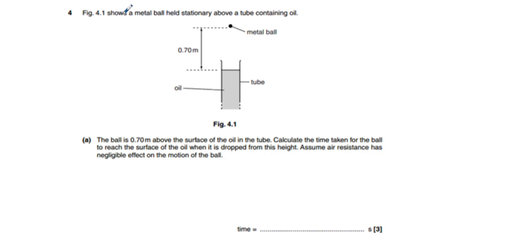So moving on to question 4, which shows a metal ball held stationary above a tube containing oil. The ball is 0.7 meters above the surface of the oil in the tube. Calculate the time taken for the ball to reach the surface of the oil when it's dropped from this height. And it's just telling you to ignore air resistance.